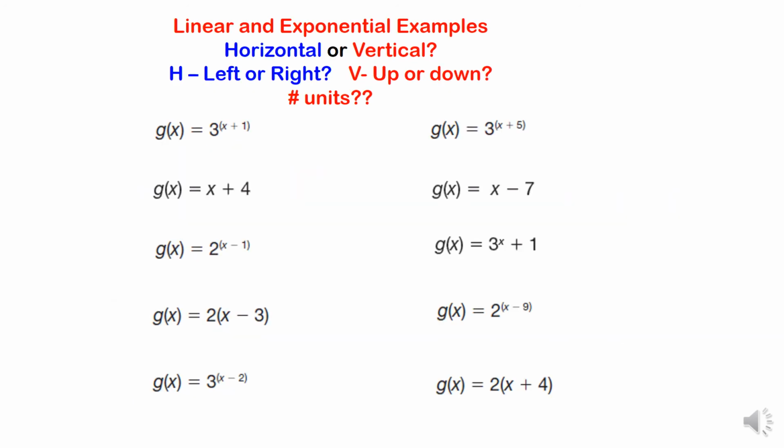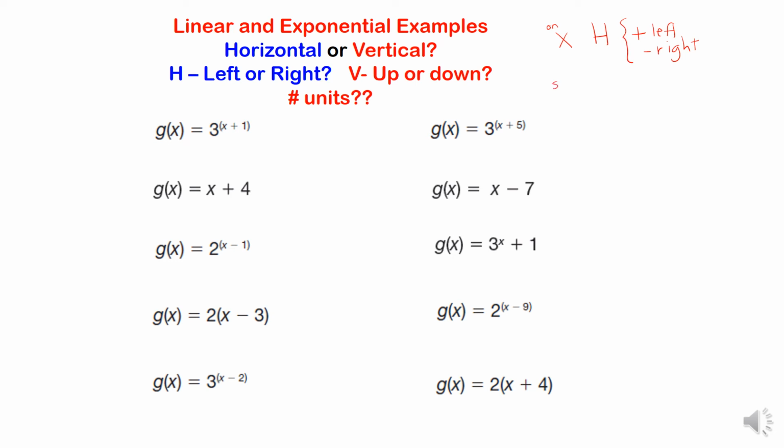Okay, so this last page is just to help you get in your mind what's happening. So remember, if it's on the x, it's going to be a horizontal movement. If it's plus, it's left. If it's minus, it's right. Okay, I'm just giving you all these little hints here.